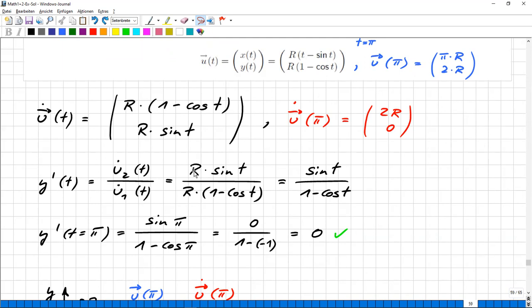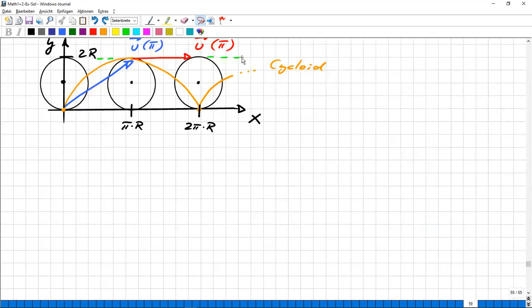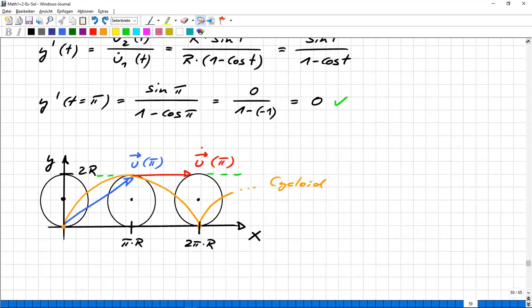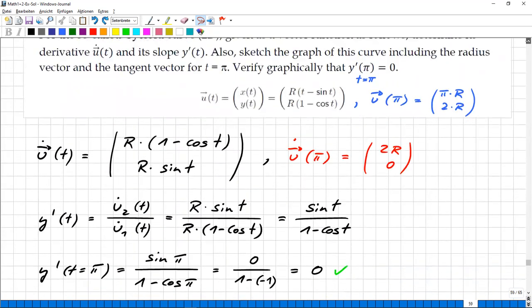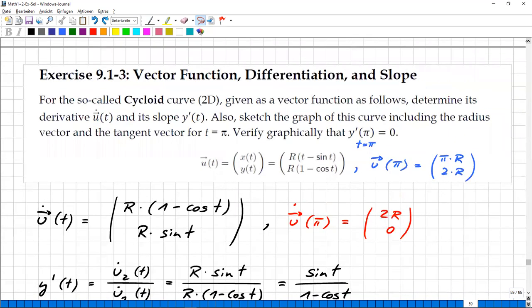So anyway, setting t equals pi, we get y prime at t equals pi equals sine of pi over 1 minus cosine of pi. Again, this is 0, this is -1, so we have 0 by non-zero, which is always and clearly equal to 0. And that's just the confirmation that the tangent is horizontal at this maximum point. So that's actually all this little additional exercise was about.